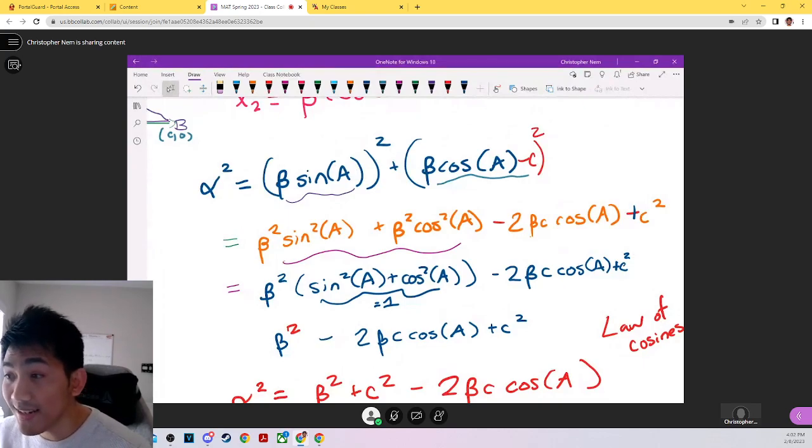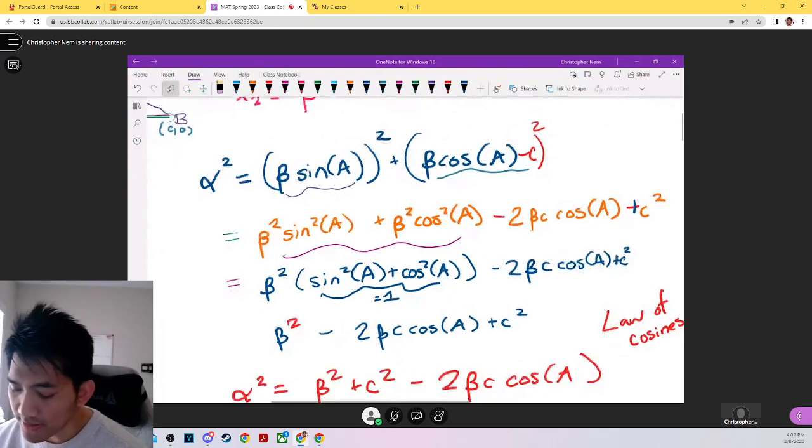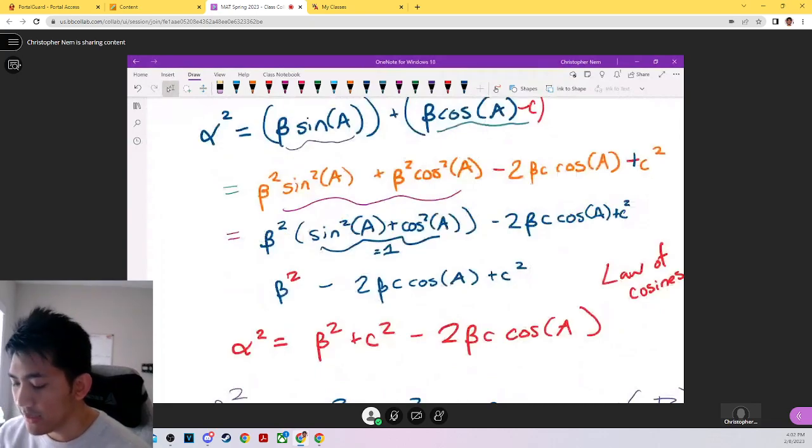Now, if you use your identity, sine squared of the same angle measurement as cosine squared, if I add them together, it should be equal to 1. You do need to know these identities. So that just leaves beta squared minus 2 beta c cosine of A plus c squared. Great, we're doing good. And then if I want to solve it out, I can just move the c squared to the other side. I get alpha squared equals beta squared plus c squared minus 2 beta c cosine of A.